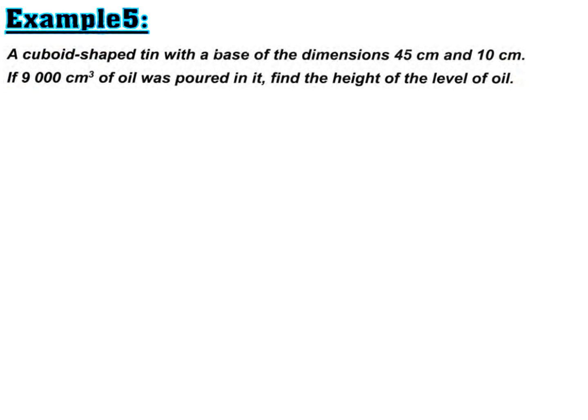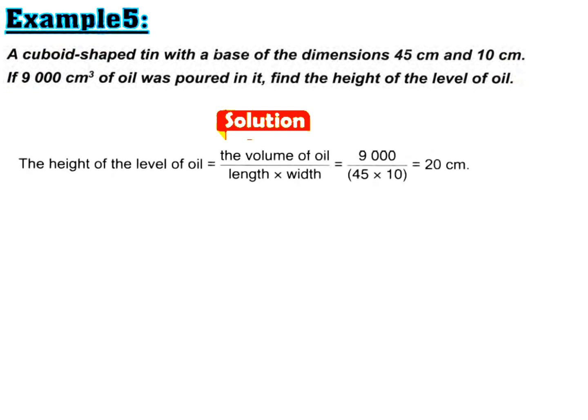So the height, from the rule, equals the volume divided by length times width. The height of the level of oil equals the volume of this oil divided by length times width. 9,000 centimeter cube divided by 45 times 10 equals 20 centimeters. So the height of this oil equals 20 centimeters.